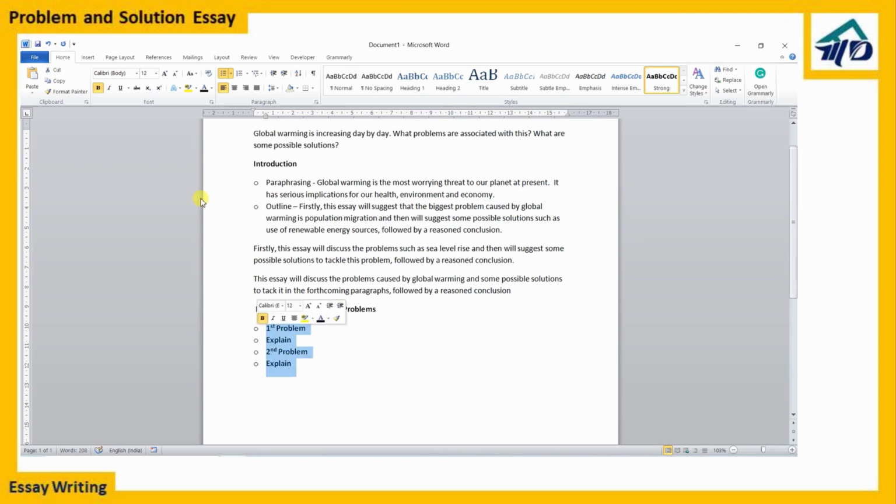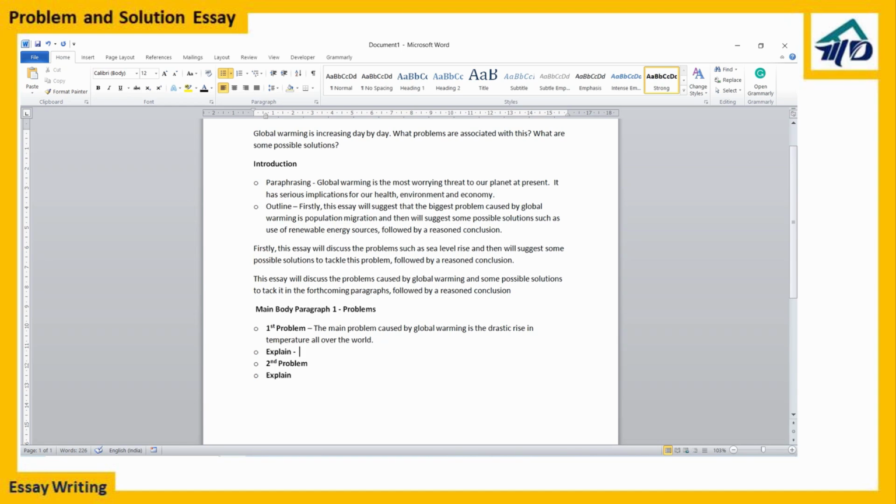So let's start now. First of all, the first problem. The main problem caused by global warming is the drastic rise in temperature all over the world. This is my main statement. Now I will discuss this particular thing.